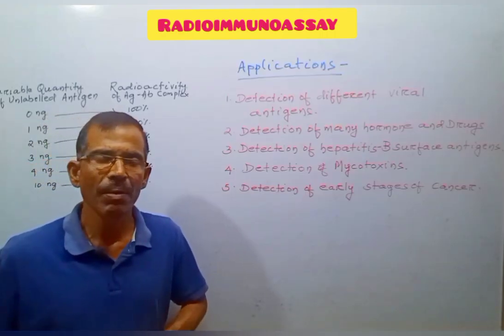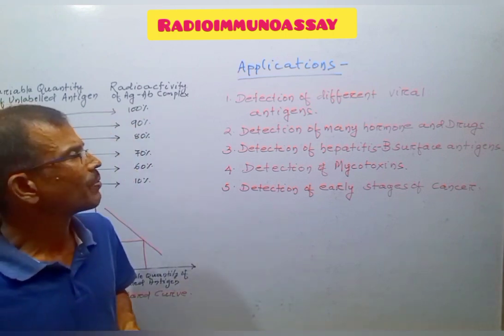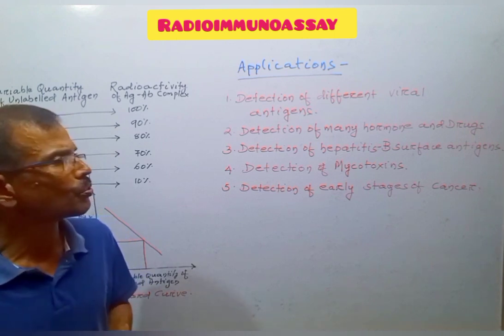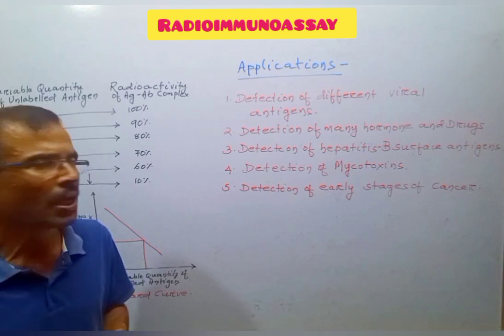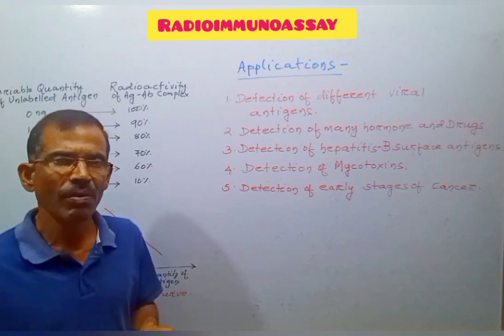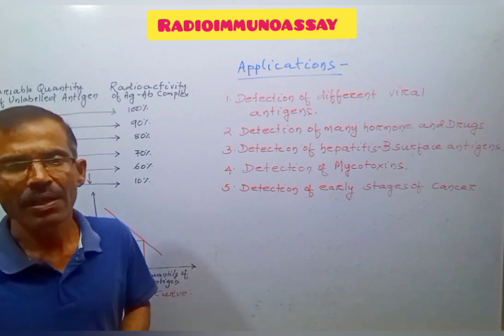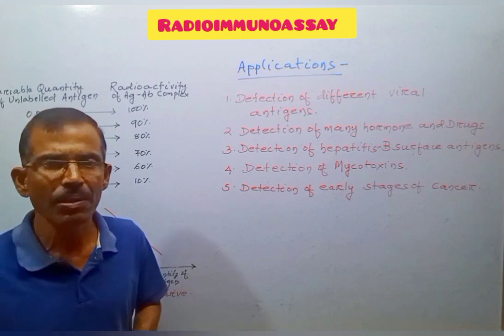Radioimmunoassay has several applications such as detection of different viral antigens. This technique is also used to detect many hormones and drugs, and also hepatitis B surface antigens and also mycotoxins. Finally, this technique can also be used to detect the early stages of cancer.